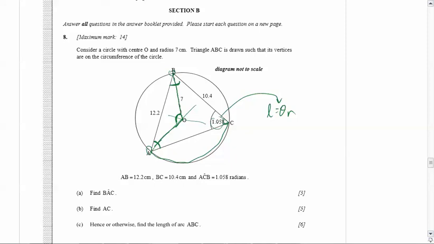What I expect most people will want to do is something where you say, okay, well, I can use my cosine rule to find out the length of this side right here. Once I have the length of that side, I can now find the central angle right here, because this is 7 and 7.